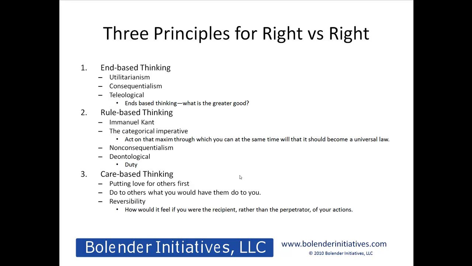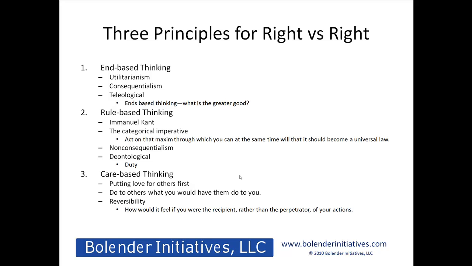Rule-based thinking, based on the work of Immanuel Kant, is based on the categorical imperative that says, act on that maxim through which you can at the same time will that it should become a universal law, meaning applied in all cases, not situationally. It is a non-consequentialism. In other words, it doesn't matter what the good is for the greater number of people. What is right needs to be consistent. It's based on deontological, which is duty.